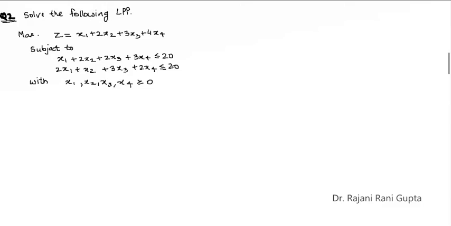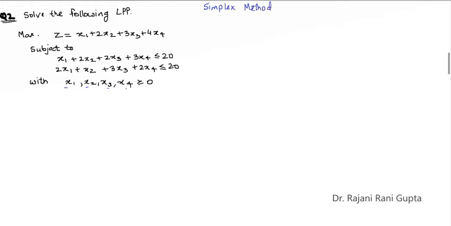Hello everyone. Now we will solve another example of linear programming problem. As we can see from this question, there are four variables x1, x2, x3 and x4. In this case it is not possible to solve it by using graph, so we have to use the simplex method.